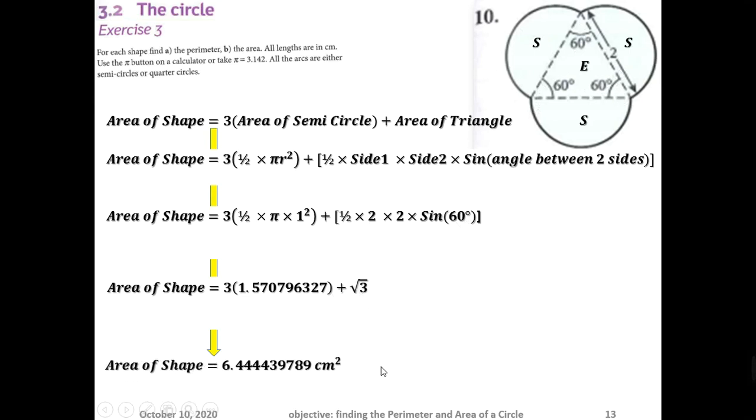Insert this in the calculator. The final answer for the total area of this shape, which is made of 3 typical semicircles and 1 equilateral triangle in the middle, is equal to 6.44 centimeter squared, and this answer is correct to 3 significant figures.